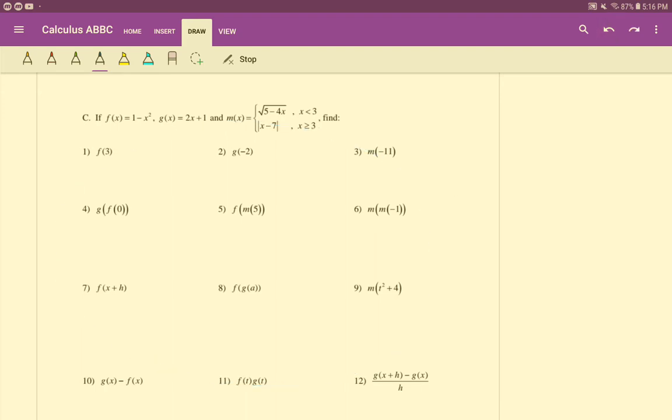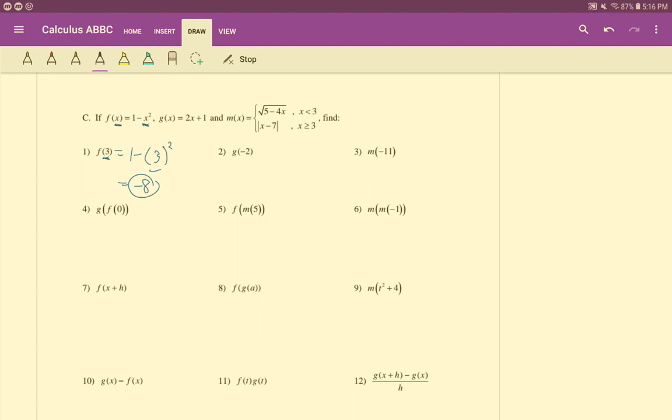So let's just blow through this real quick. f of 3. The letter f indicates we're using the function f right here. So we're just going to replace that x right here with a 3, and replace this x also with this 3. We simplify and we get negative 8.